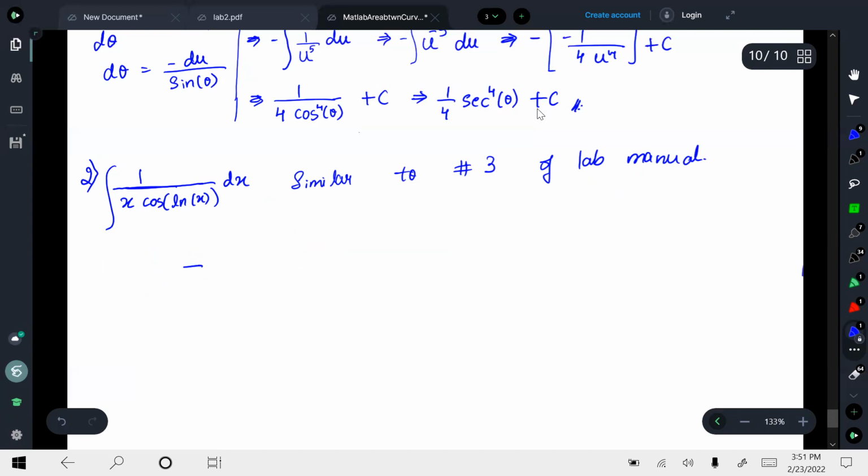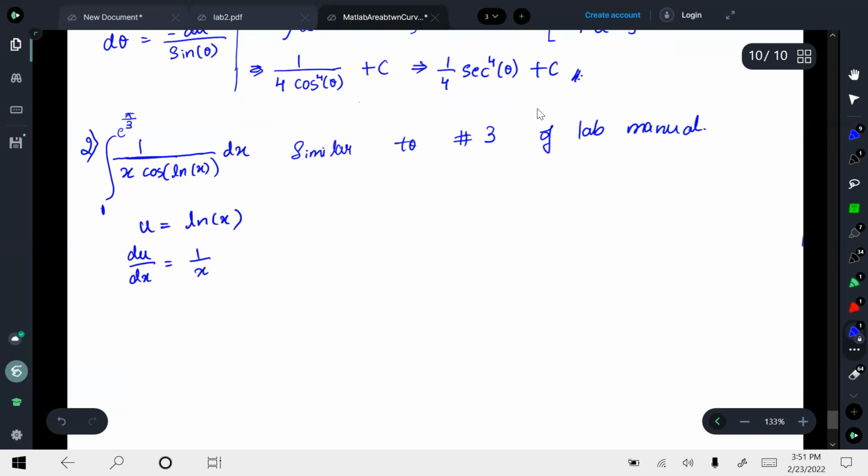Now I will apply limits here. 1 to e to the power of pi by 3. Okay, now again, I'll be using u substitution, u equal to ln of x, du by dx will be 1 over x into dx. Okay, now I can write from here. So I can write dx as x into du.